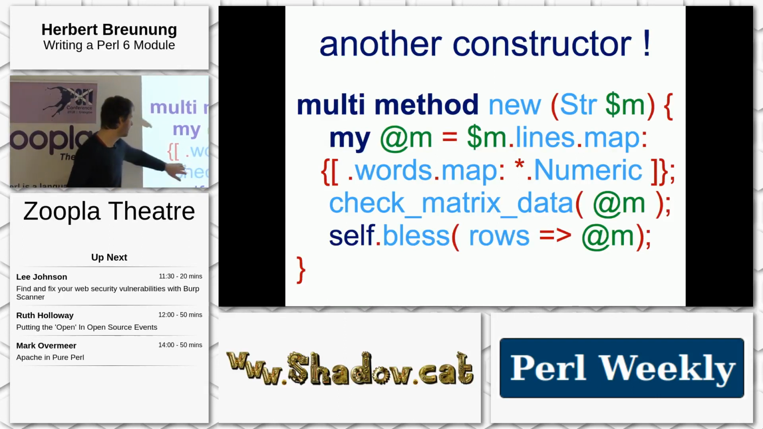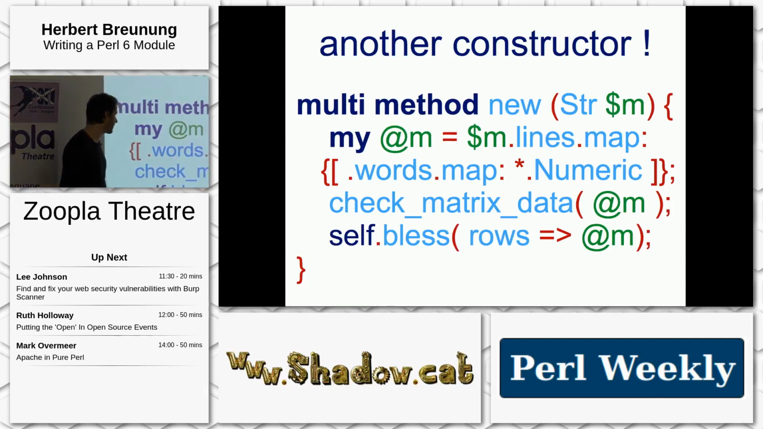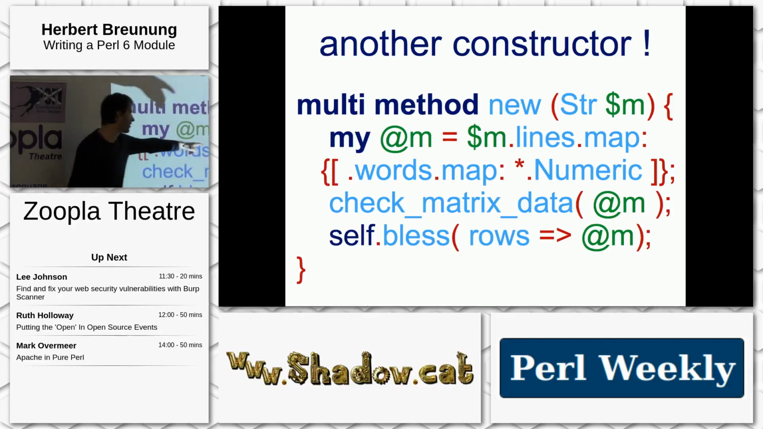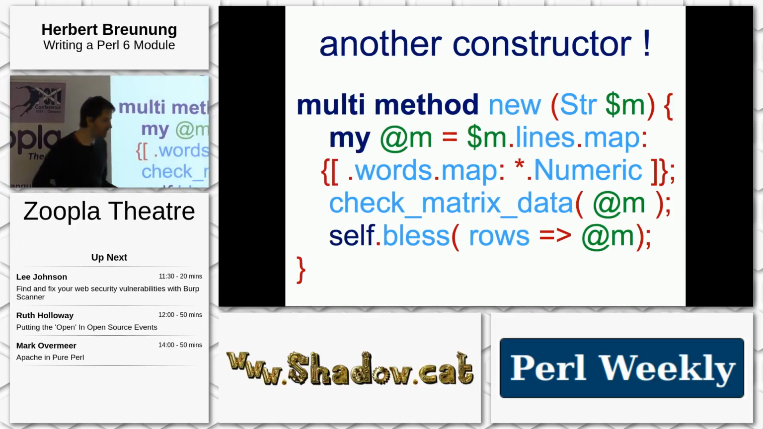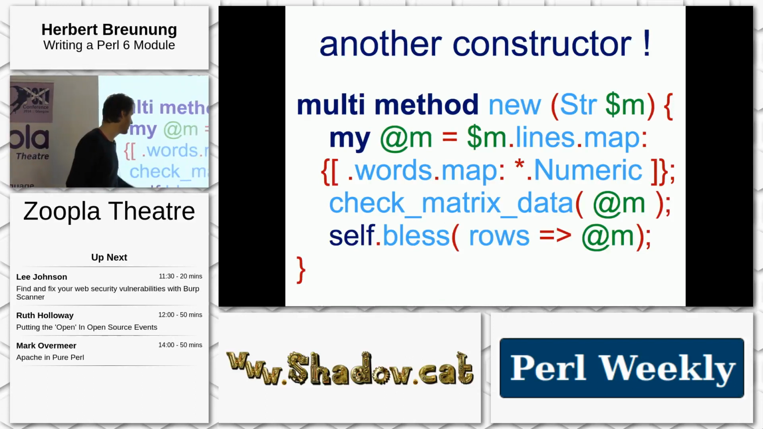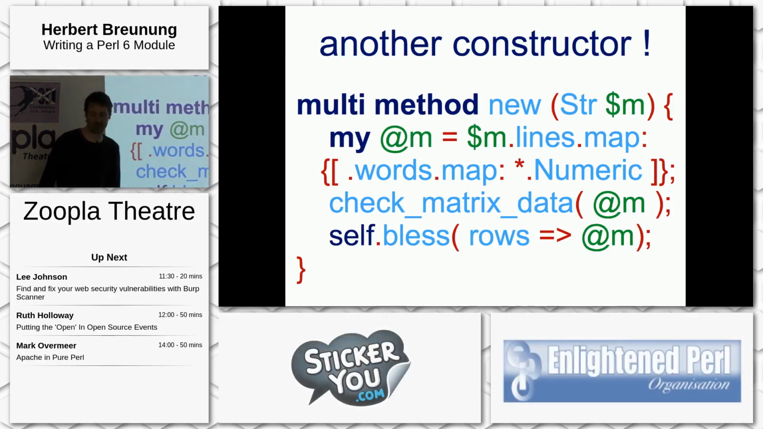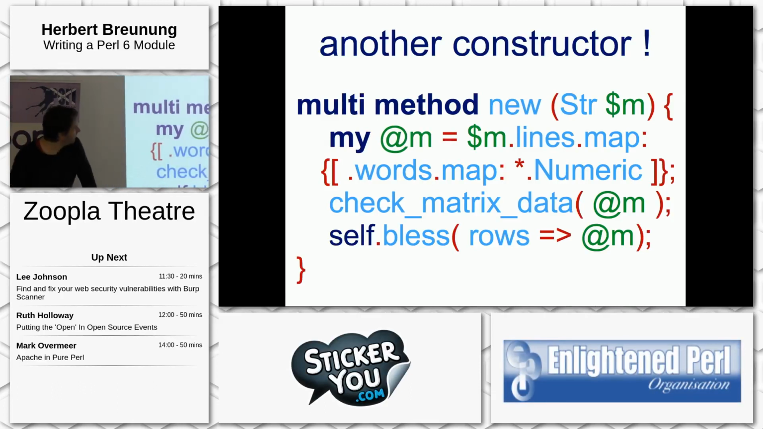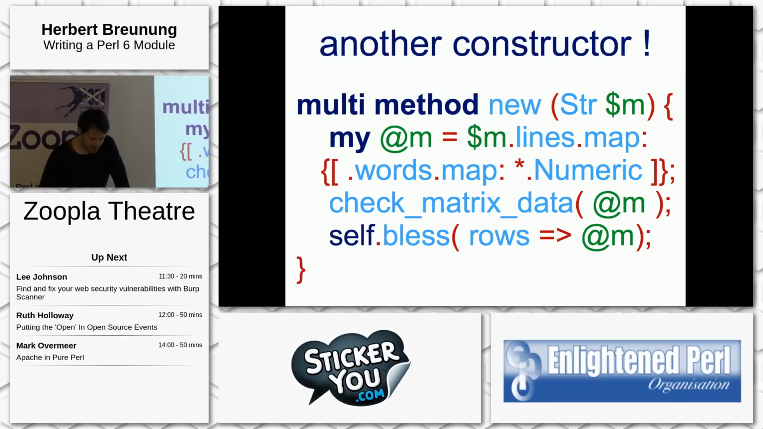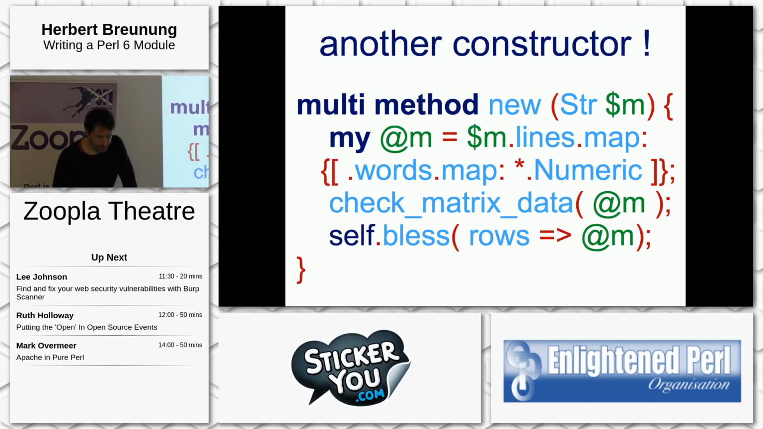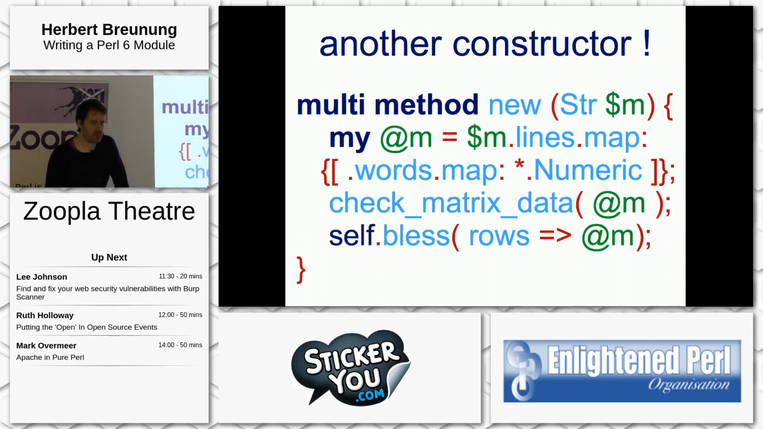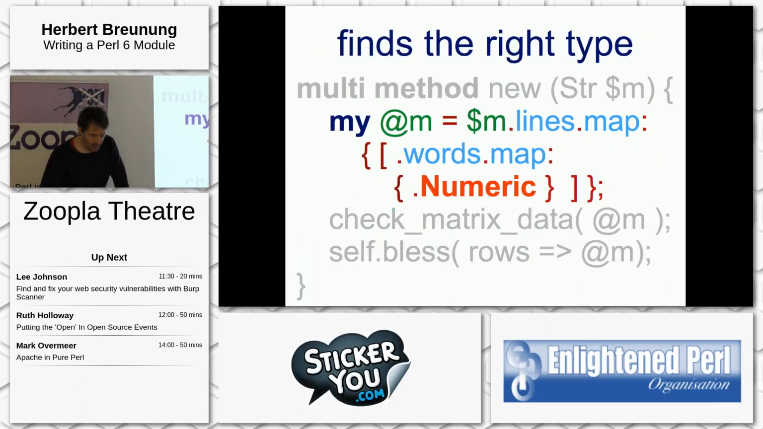Then I do the check like before, because the conversion to numeric could result in a failure. The rows couldn't match up because every row has to be the same size. This is caught here by the check, and then we bless again. All right. So far, so good. Not any question, no. All right.